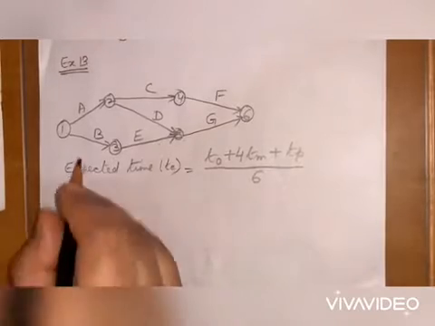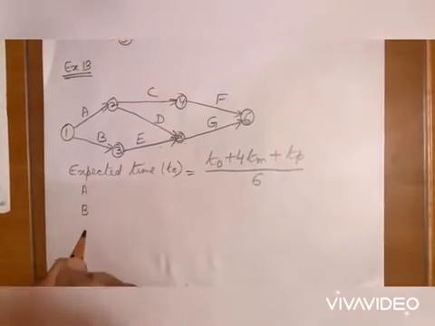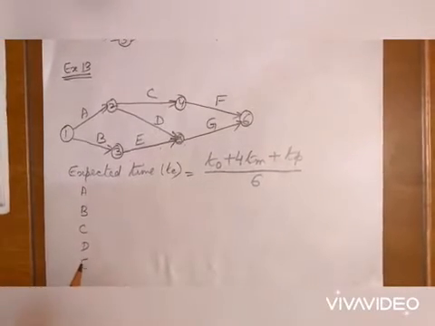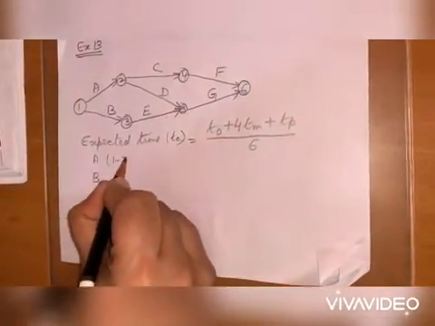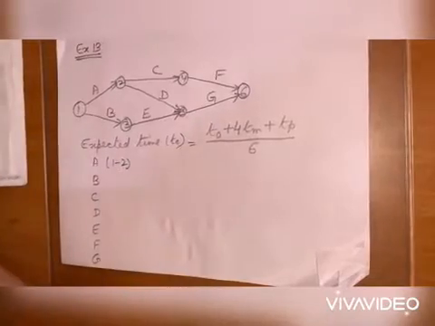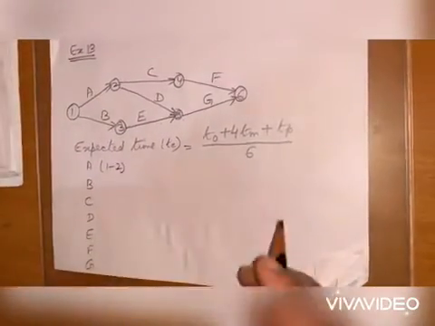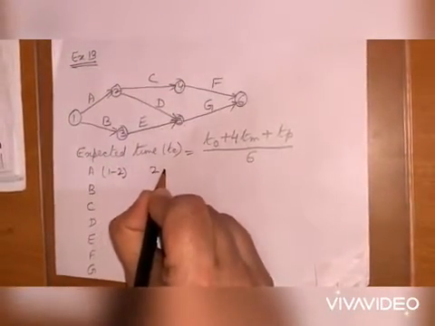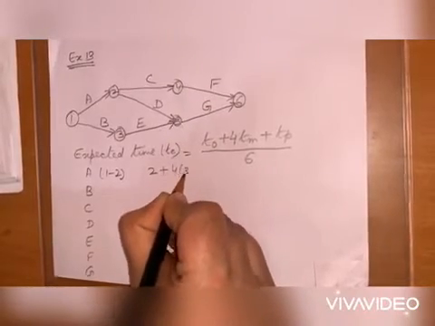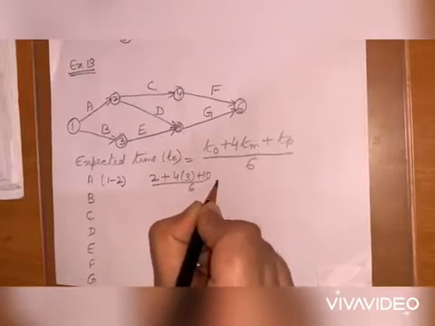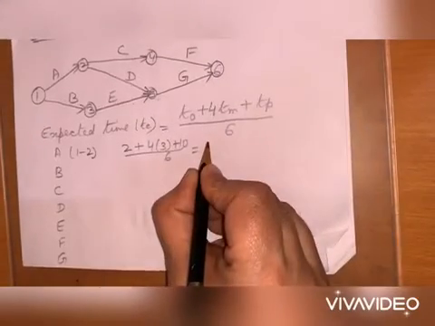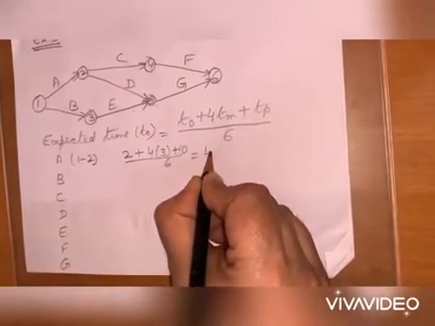Like we have the activity A, B, C, D, E, F and G. Activity A is 1 to 2. So for its expected time, find out the optimistic time for it. As it is given, it is 2 plus 4 multiplied by 3 plus pessimistic time divided by 6. So it is equal to 4.